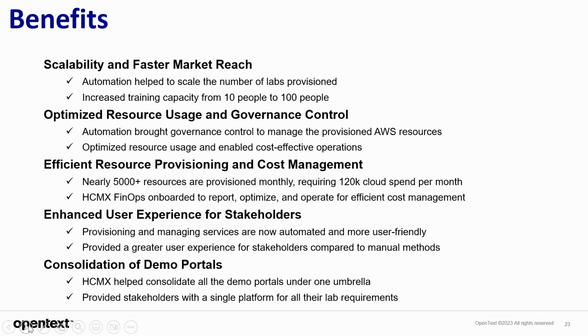And the third benefit that they realized is efficient resource provisioning and cost management. As I mentioned, every month they are conducting more than 10 trainings. So approximately more than 5,000 resources are provisioned monthly, which crosses around 120K cloud spend per month. So HCMX FinOps was also onboarded here to report, optimize, and operate the cost management.